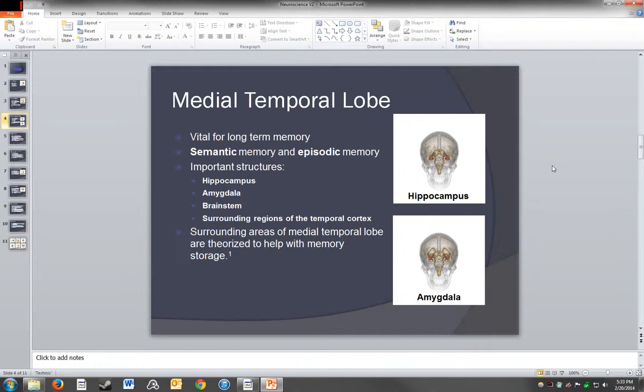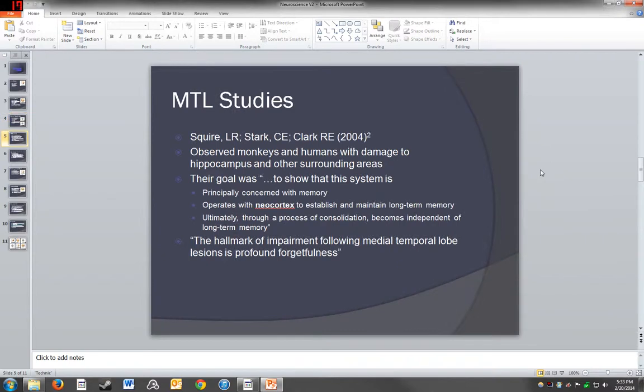Damage to the hippocampus leads to limited impairment to recall, so really not a huge difference. You can definitely tell, but if there's damage to the hippocampus and the surrounding cortex, it leads to pretty severe impairment. And there's a pretty cool study that looked into this and looked at lesions in the brains of monkeys and humans alike. It's an excellent study. It's linked at the end of this presentation if you guys are interested. I highly encourage you to go look at it. It's very well written.